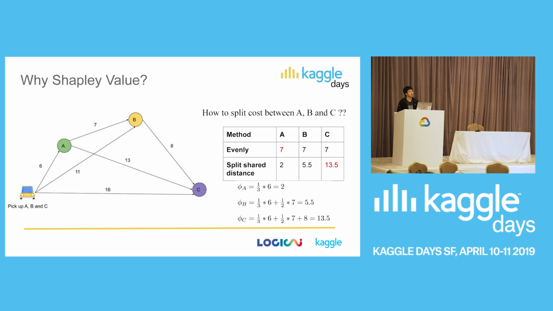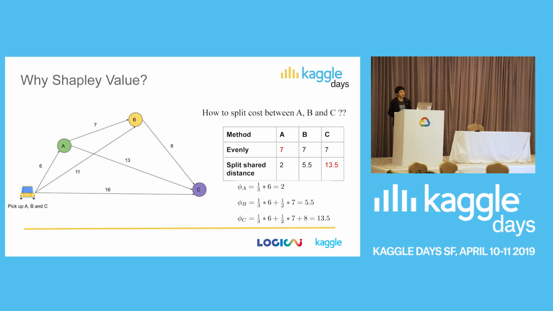Now it naturally comes to the question: how can we split costs between A, B, and C? The most naive way is to just split them evenly. If we are friends, I don't mind doing that. But if we are strangers, I wouldn't pay $7, because going from here to my home only costs $6. So splitting evenly doesn't work.